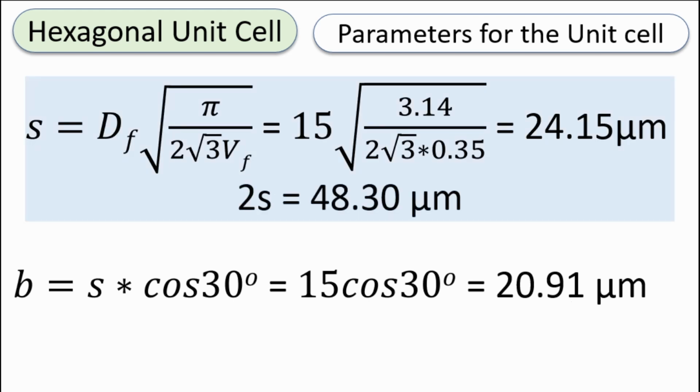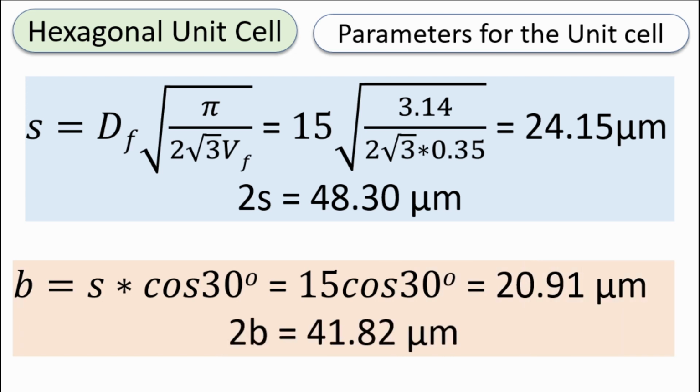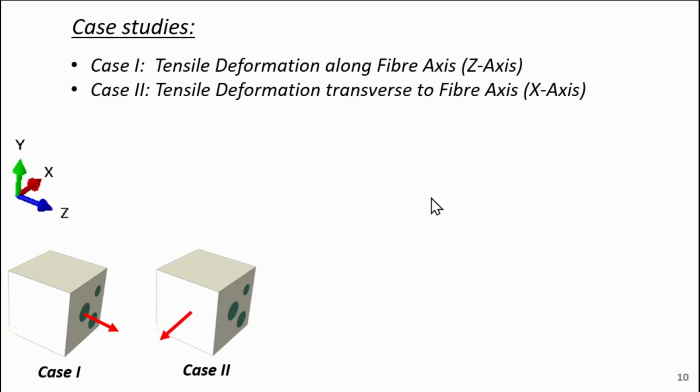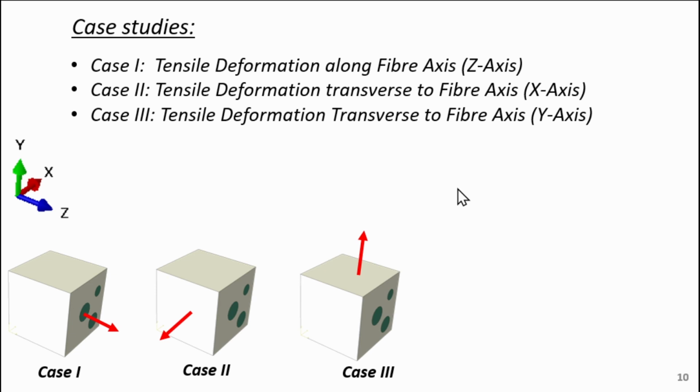There may be instances also where we want to double that distance, so we get 48.3, and to double the distance of B, we also get these values. Now, the case study that we're going to study for this simulation first is we're going to load the structure in the main longitudinal fiber direction, which is case 1, and then we'll try two uniaxial transverse directions, which are case 2 and case 3, and all these are going to be in tensile deformation.